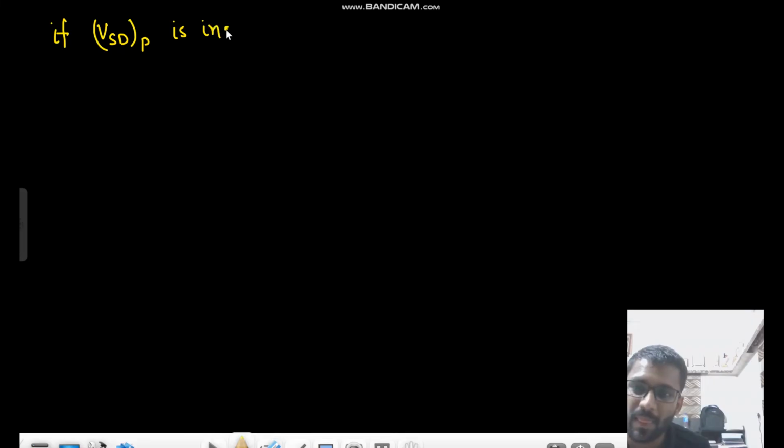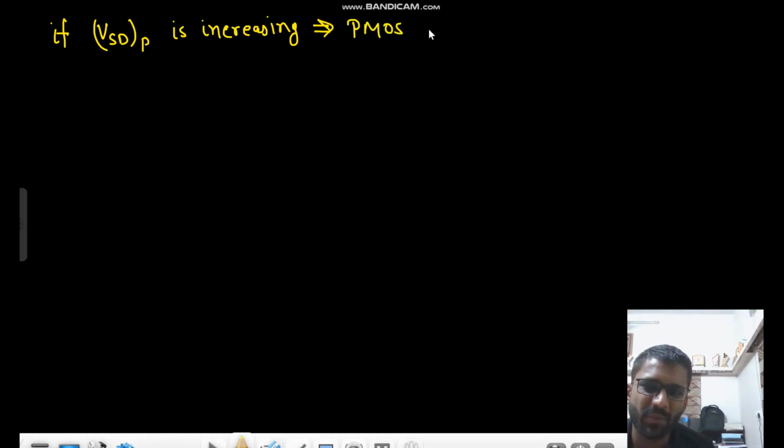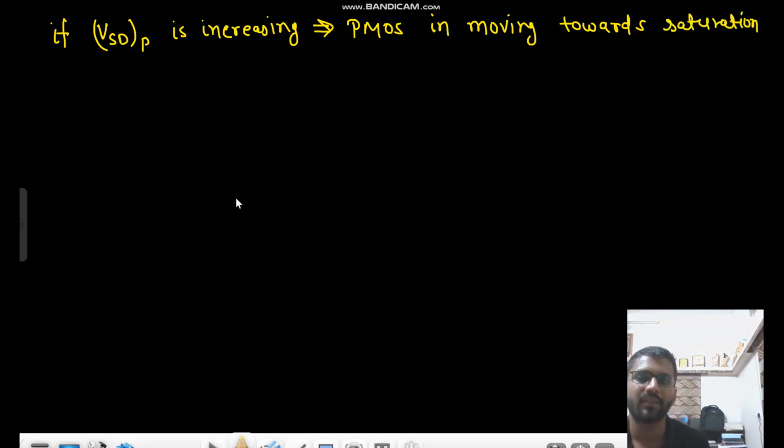So if VSDP is increasing, that means your PMOS is moving towards saturation, right? If your VSDP is increasing, that means your PMOS is moving towards the saturation region, because if VSD is more than VSG minus VT, that means it is in saturation region.